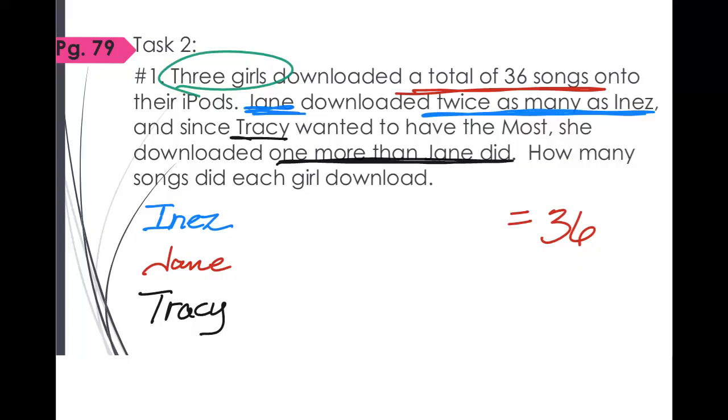So Jane has twice as many as Inez. So what amount should we put down for Inez? What should I put down for Inez? N for number. She downloads N number. We don't know what it is. We're just saying it's a variable, okay? Jane has twice as many.